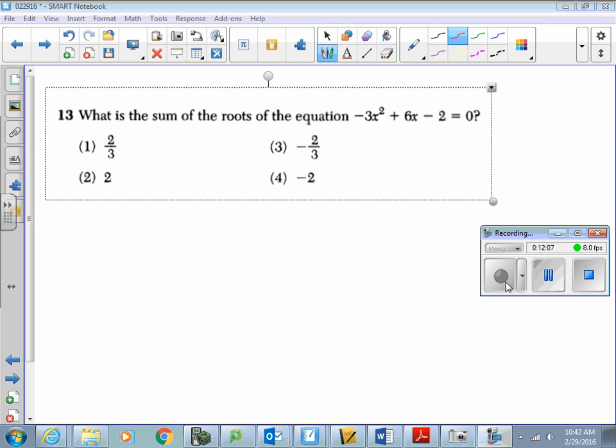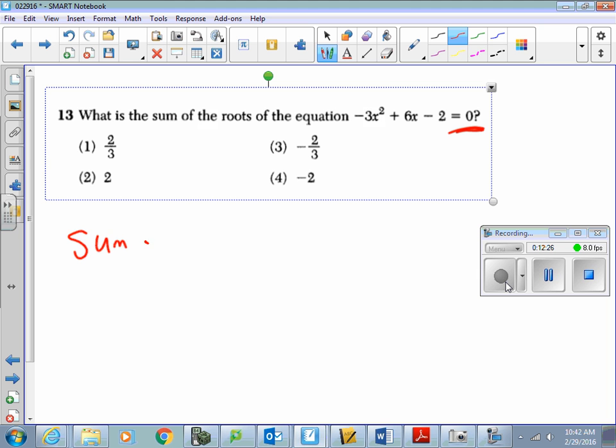Okay, for this problem, a couple things I want to write down. Is the sum of the roots of the equation -3x squared plus 6x minus 2 equals 0. Make sure, one tricky thing, not on this problem, but it could happen, if you want to find the roots, make sure it's set equal to 0, which this already is. So we don't have to worry about that.